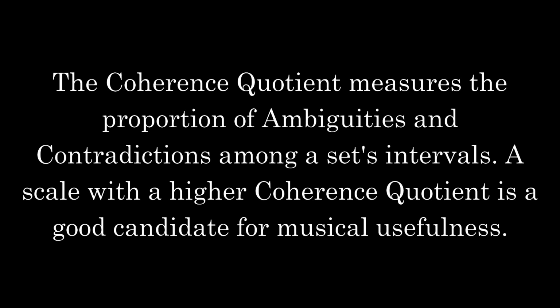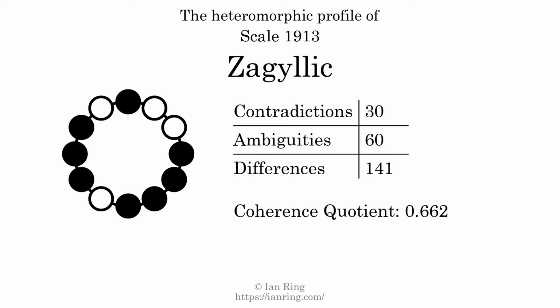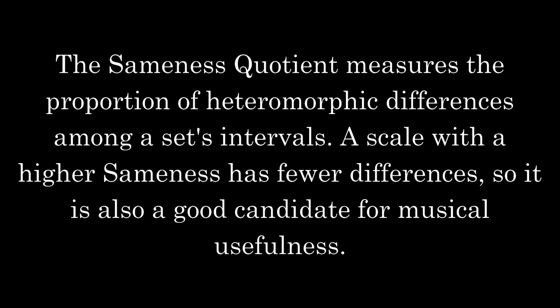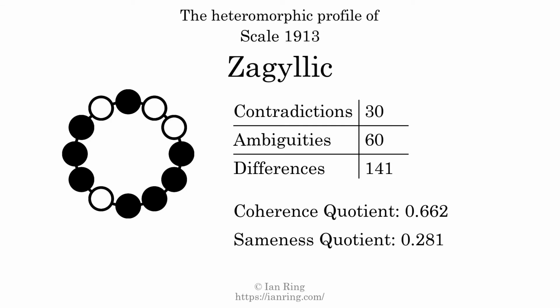The coherence quotient measures the proportion of ambiguities and contradictions among a set's intervals. A scale with a higher coherence quotient is a good candidate for musical usefulness. The coherence quotient is 0.662. The sameness quotient measures the proportion of heteromorphic differences among a set's intervals. A scale with a higher sameness has fewer differences, so it is also a good candidate for musical usefulness. The sameness quotient is 0.281.